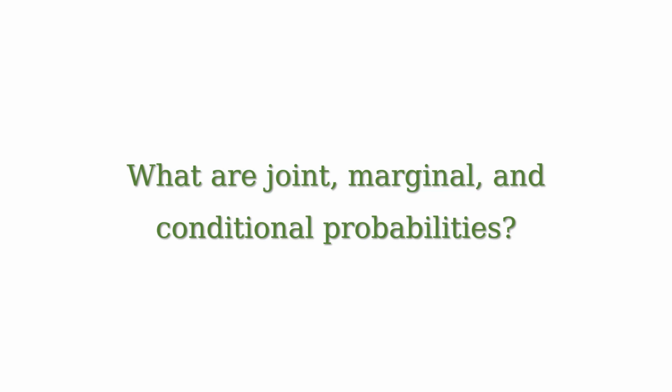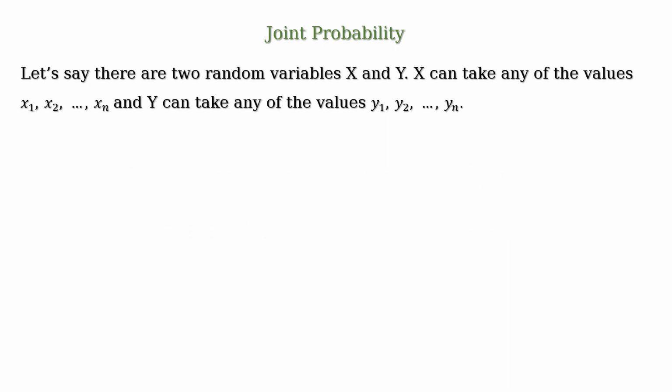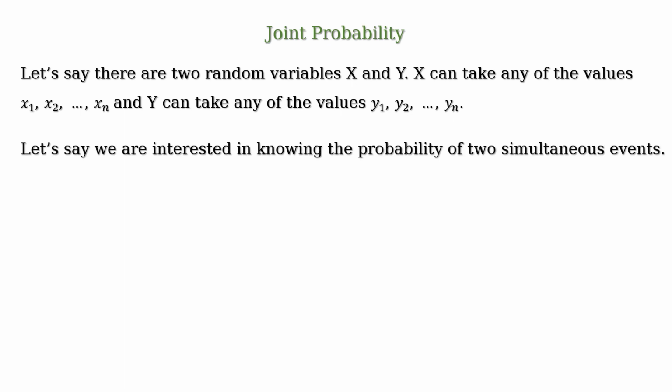What are joint, marginal and conditional probabilities? In this video, we will try to understand that. Let's say there are two random variables X and Y. X can take any of the values x1, x2 to xn and Y can take any of the values y1, y2 to yn. Let's say we are interested in knowing the probability of two simultaneous events.